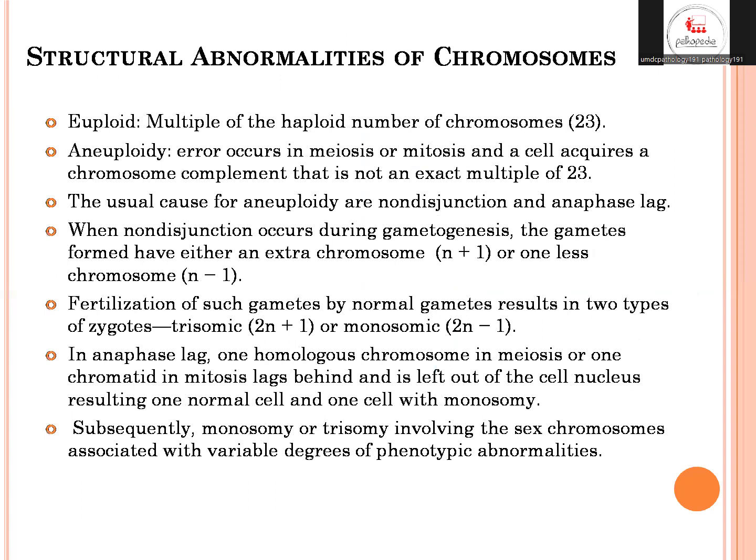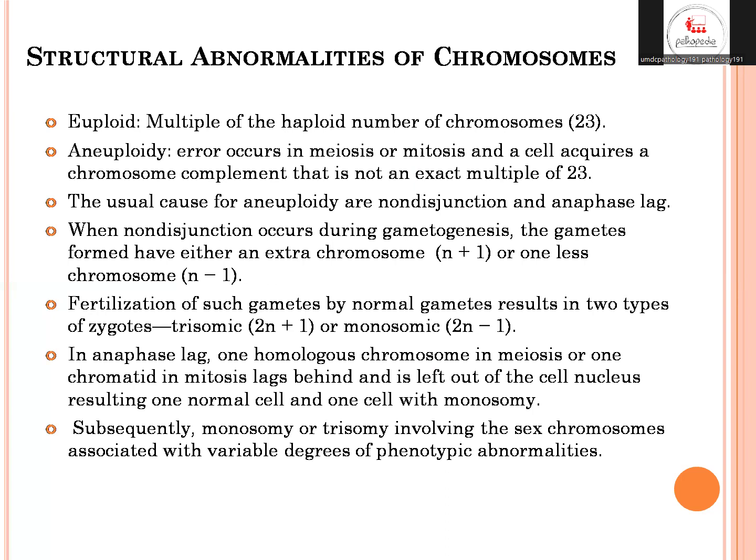Structural abnormalities of chromosomes. Euploid: a multiple of the haploid number of chromosomes is known as euploid. When an error occurs in meiosis or mitosis and a cell acquires a chromosome complement that is not an exact multiple of 23, it is known as aneuploid. The usual causes for aneuploidy are non-disjunction and anaphase lag.